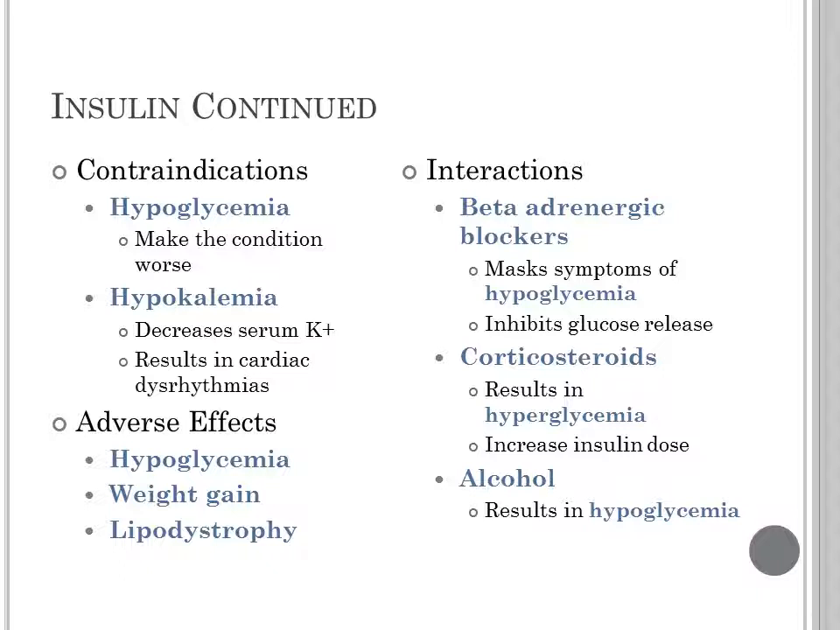And then the last one's alcohol. It's actually an agonist to insulin and can result in hypoglycemia. So we encourage patients who are diabetic, not that they can't drink at all, but to drink in moderation and to be very smart about when they drink and what they drink.